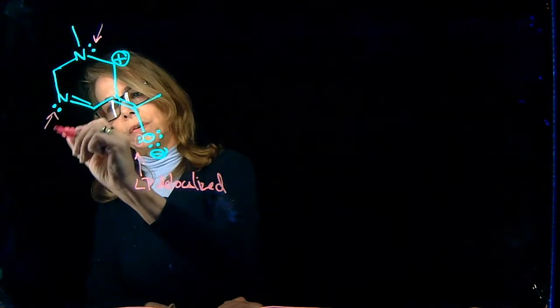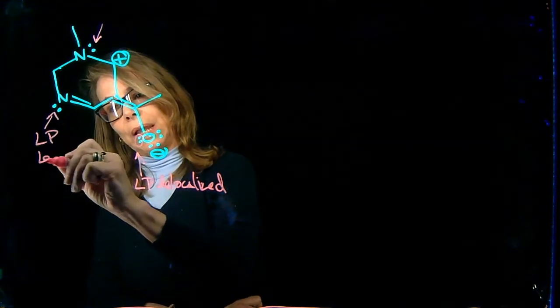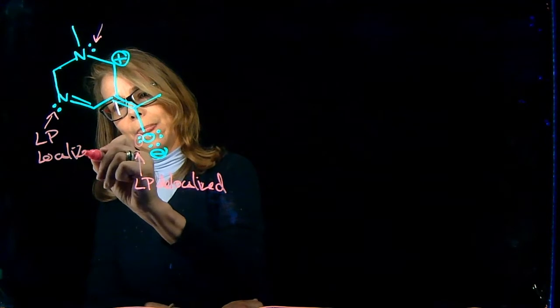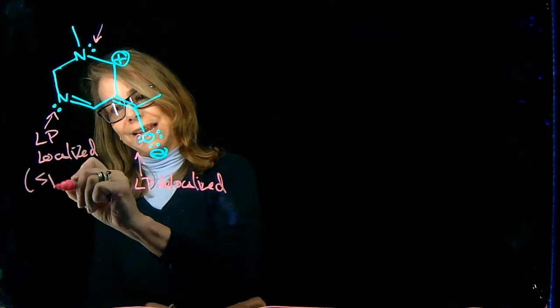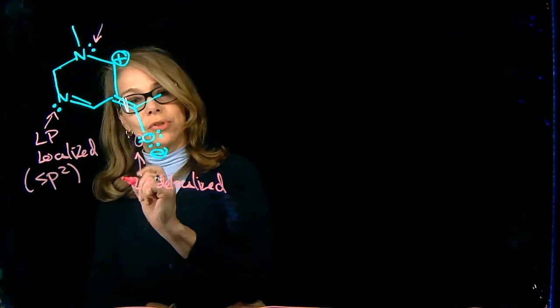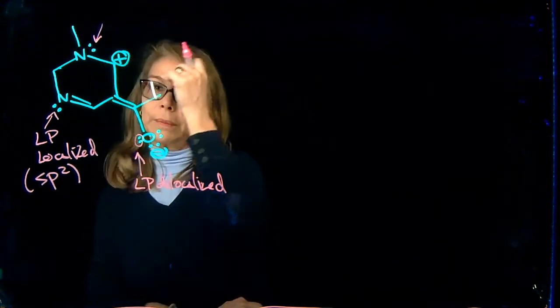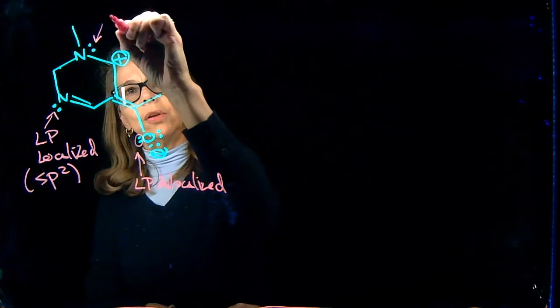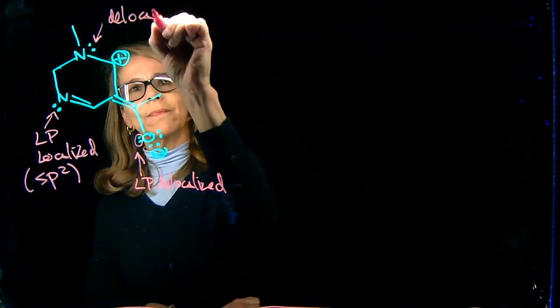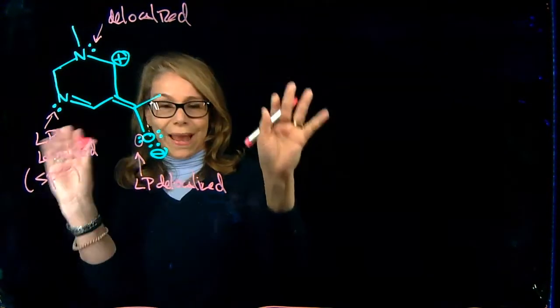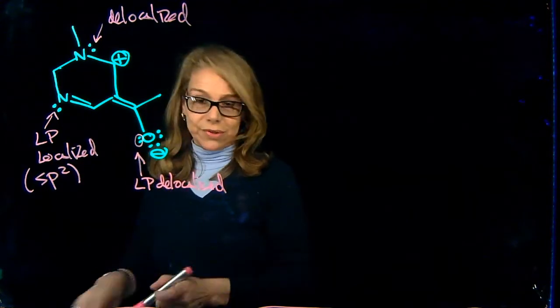This one right here, this lone pair is localized because it is on an sp2 orbital, which is perpendicular to the p orbitals forming the double bond. Now, this is delocalized. Having recognized my patterns, now we can draw my resonance structures.